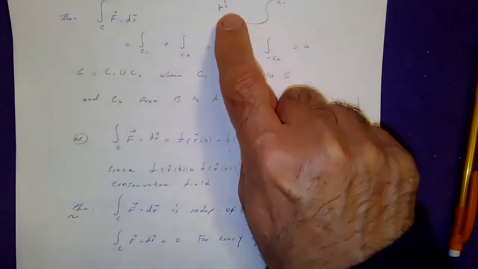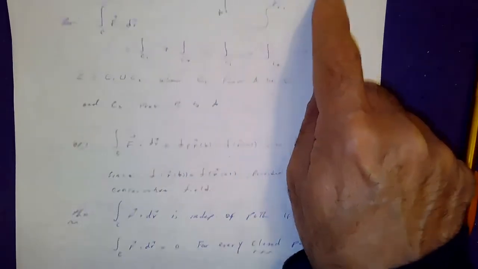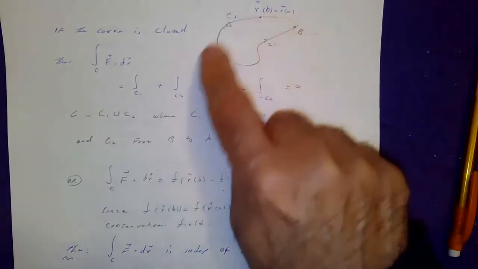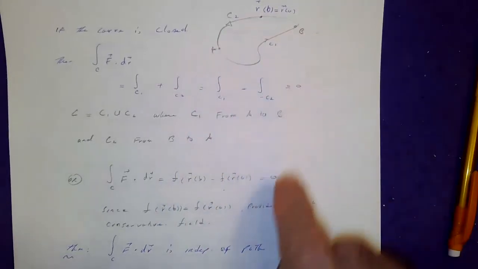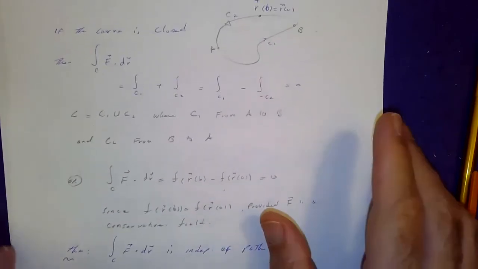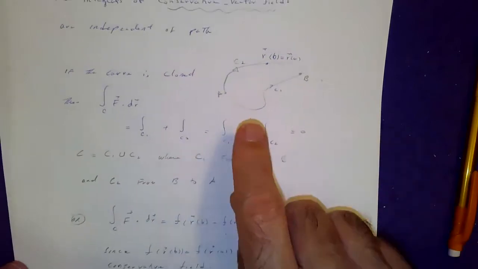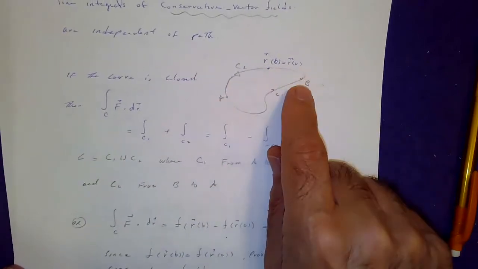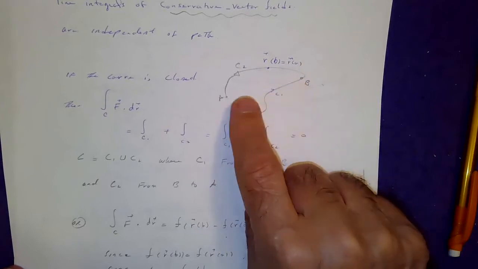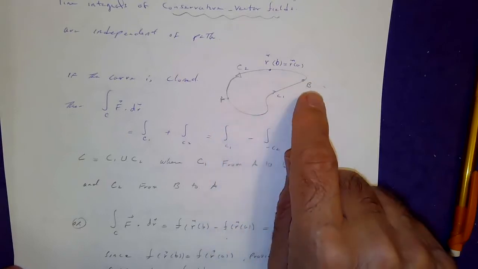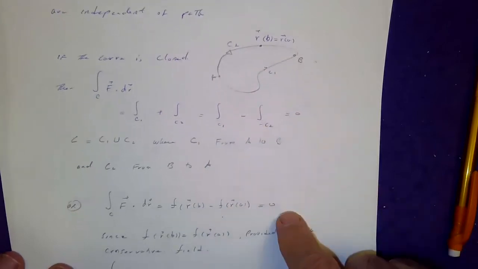C1 would be what? Line integral from A to B, right? C2 will be the line integral from B to A. These guys offset each other, and lo and behold, you have a zero. So the bottom line is this. If the vector field is conservative and the curve is closed, the amount of energy it takes to move the object from point A to B is zero.